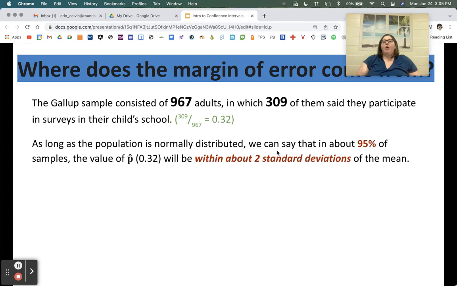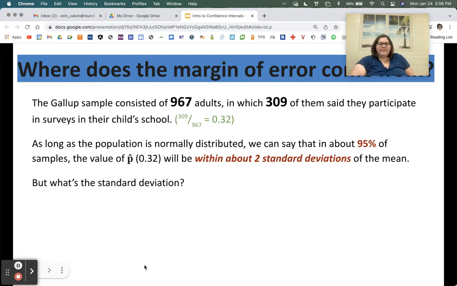So as long as our population is normally distributed, then we can say that about 95% of samples should give us a sample proportion, an estimate, that is within about 2 standard deviations of the mean. And that just came straight from that empirical rule. But what's the standard deviation? Well, technically, the standard deviation would be the square root of p times 1 minus p over n, which we've learned when we talked about sampling distributions.